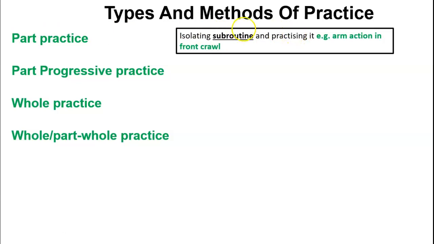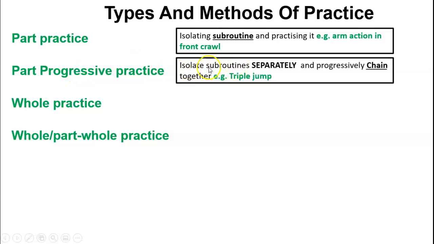Now we go to a variation on part practice called part progressive practice. Again, we've got that word part, so now we know what we have to do with the part. We have to isolate the subroutine, but now we've got a new word, progressive. What does that mean? This means we isolate subroutines separately and then progressively chain them together.